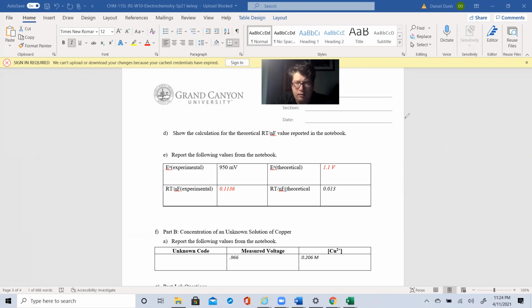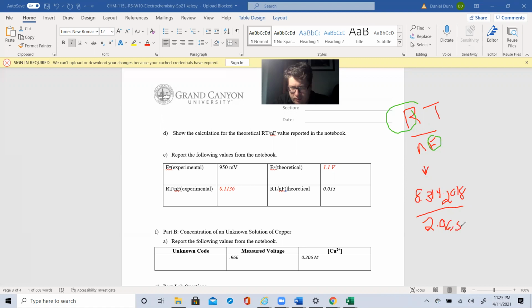Now, RT and F: you just plug it in. R and F are constants. We're going to use those right now. That translates into 8.314 times the temperature, which is 25 degrees Celsius, which is 298. So the electrons exchanged: as you saw, 2 electrons were exchanged in this previous reaction. So 2 times 96,500. Figure that out. Bada bing, bada boom.